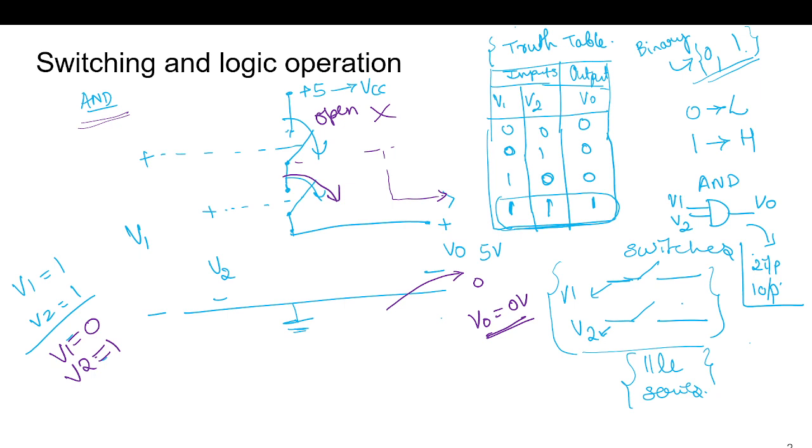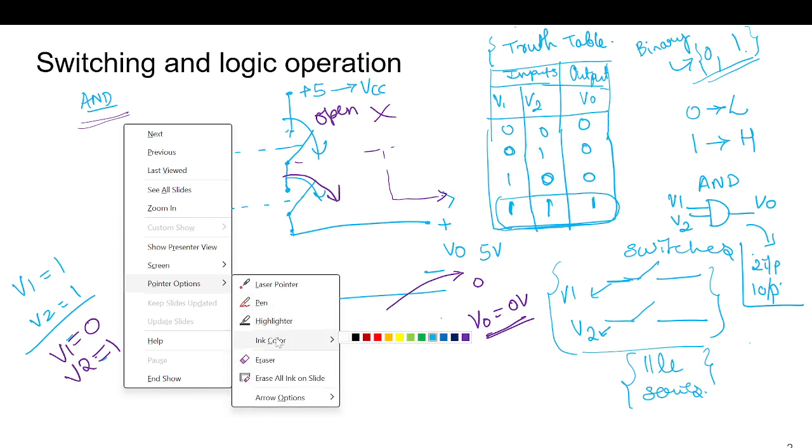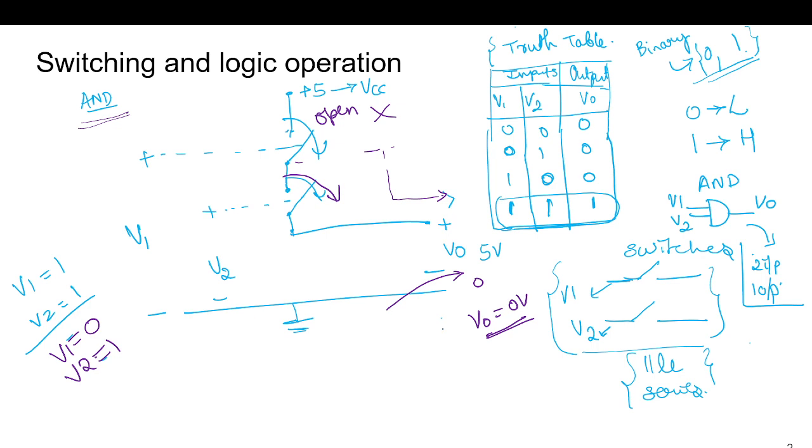Now I will use a diode to obtain this. I will use a diode as a switch and I will obtain this AND gate. So this is the logic operation which I am going to implement using the diode.